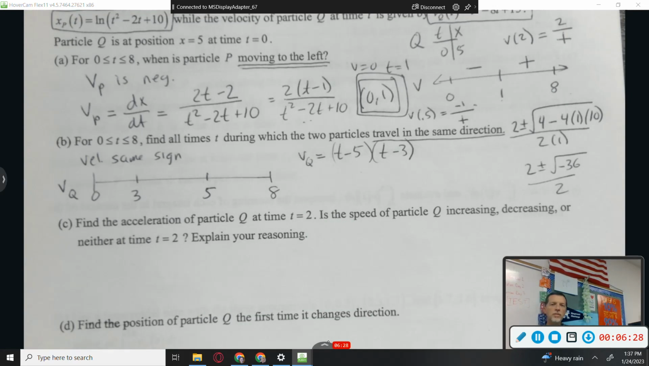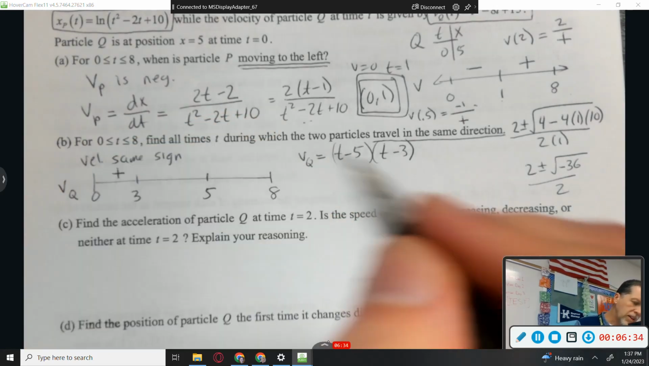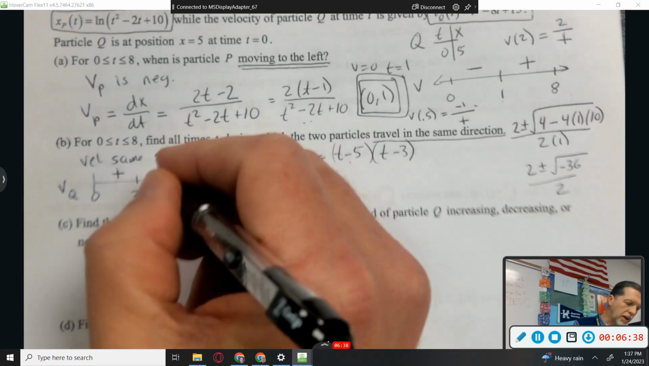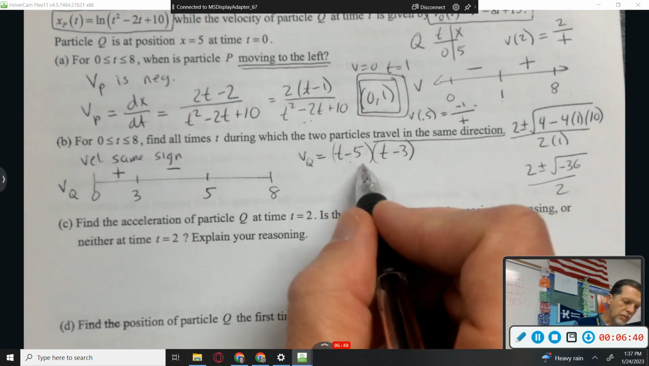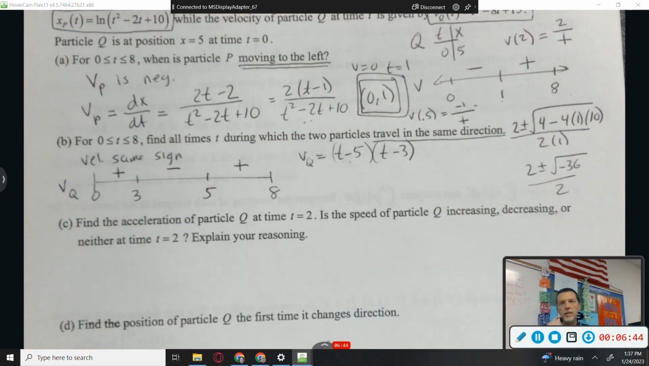So at 3 and 5, something's going on. If I plug in 0, I get positive. If I plug in 4, I get negative times positive. And if I plug in 6 or 7 or 8, I get positive, which matches the alternating sign thing there.